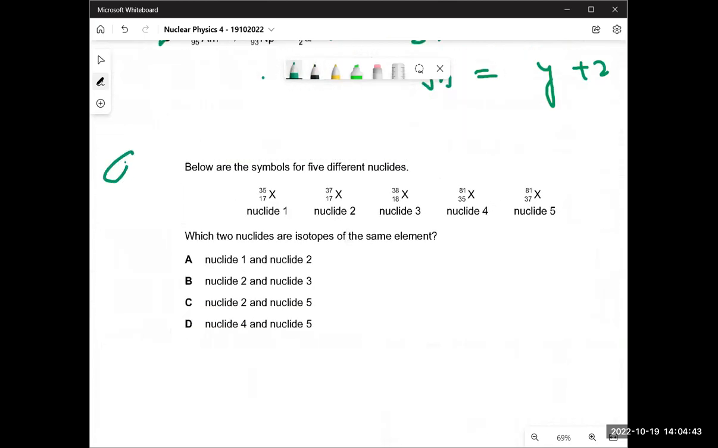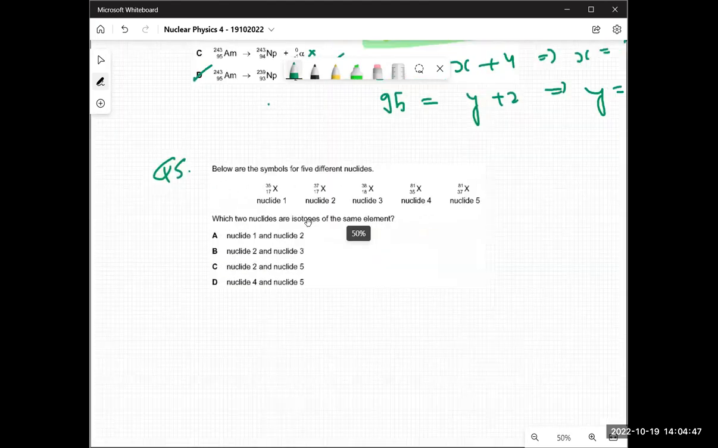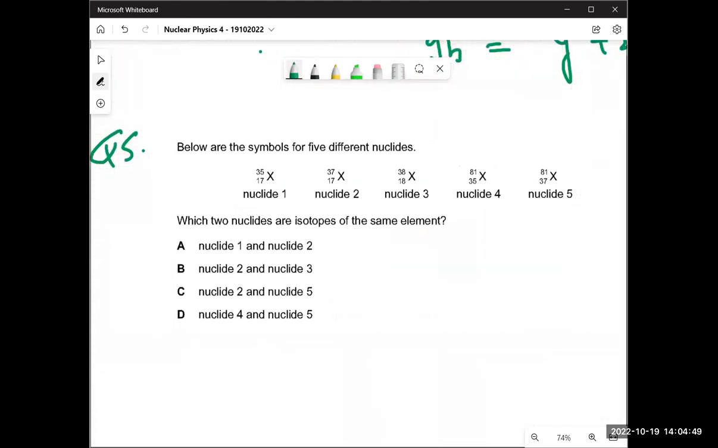Now this one. Question, I think 5. Anas, read the question. Ayan, answer. Below are the symbols for 5 different nuclides. Which 2 nuclides are isotopes of the same element? Quickly, tell me. What is an isotope? An isotope is an atom with same number of protons but different number of neutrons.